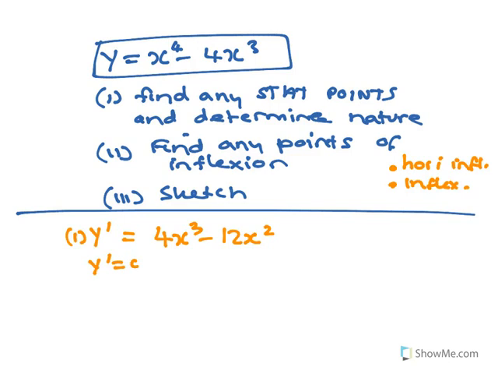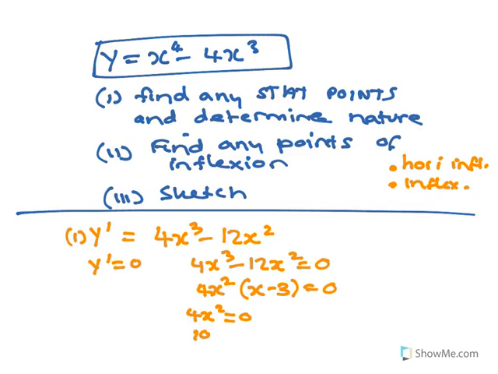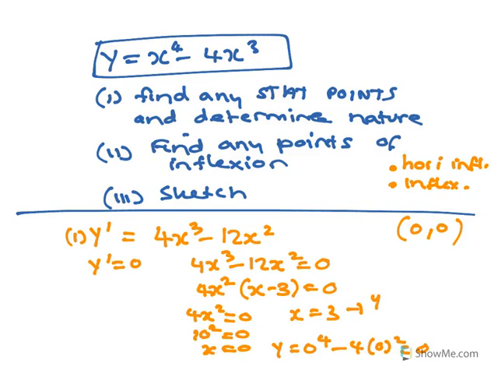So y dash equals 0, so you've got 4x cubed minus 12x squared equals 0. So it's 4x squared times (x minus 3) equals 0. So 4x squared equals 0, x squared equals 0, so x is 0, and x is equal to 3. So when x equals 0, the y value would be 0, 0 to the 4 minus 4 times 0 cubed, which is 0. So you have 0, 0, and when x equals 3, it's 3 to the 4 minus 4 times 3 cubed.